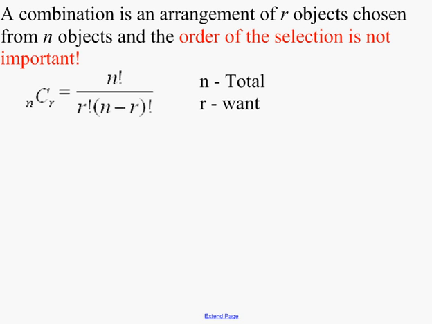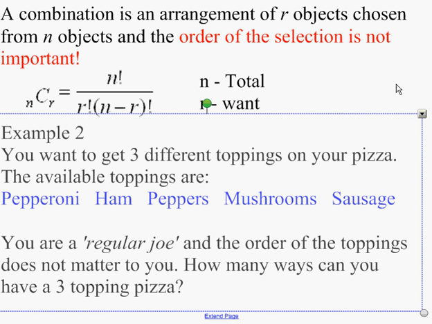Okay, what's a combination? A combination is an arrangement of R objects chosen from N objects, and the order of the selection is not important. So that's the main difference. In a combination, the order is not important. So let's look at an example where we would use a combination.